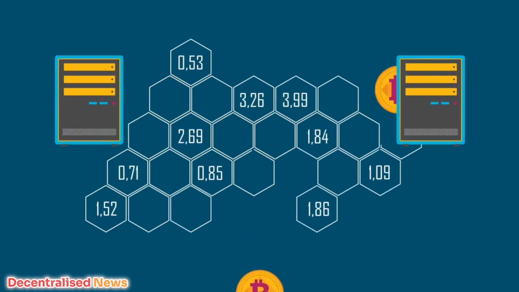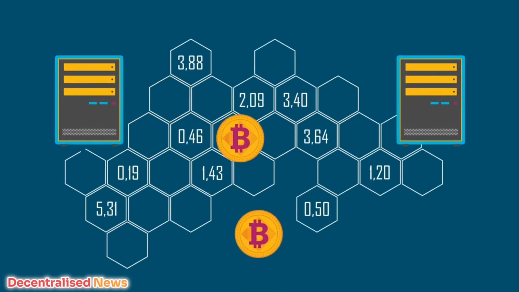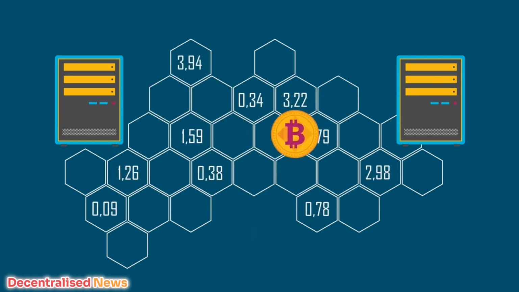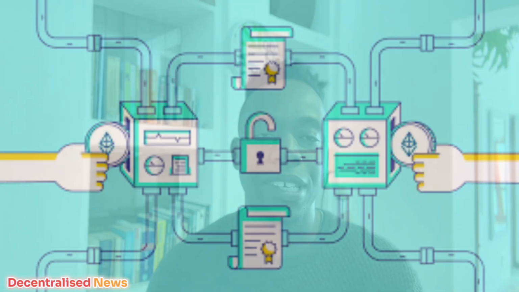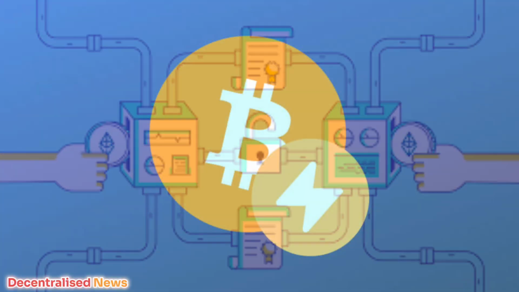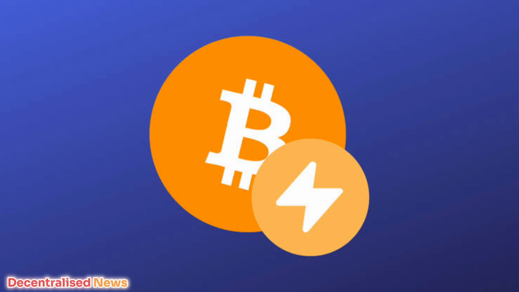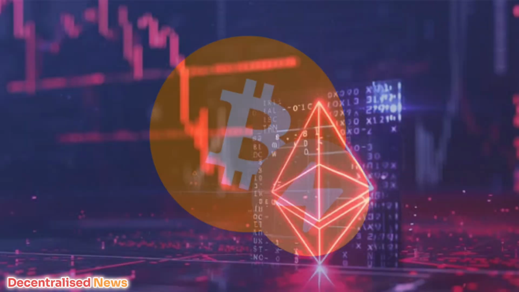So there are different types of layer 2 solutions. You have what we call state channels, which allow two or more participants to conduct multiple transactions off chain. Only the initial and final states of that transaction are actually recorded on the blockchain, reducing the number of on-chain transactions and also improving scalability. For example, you have the Lightning Network for Bitcoin, or you have something called Raiden Network for Ethereum.